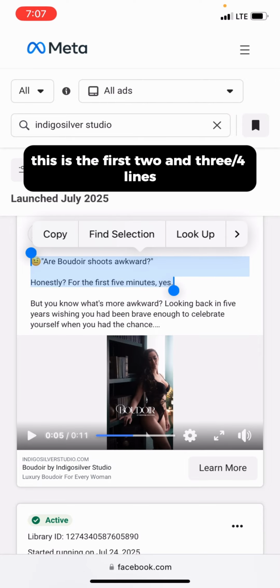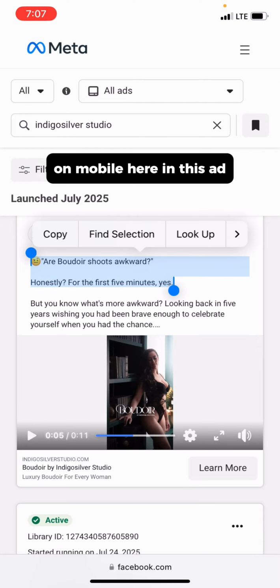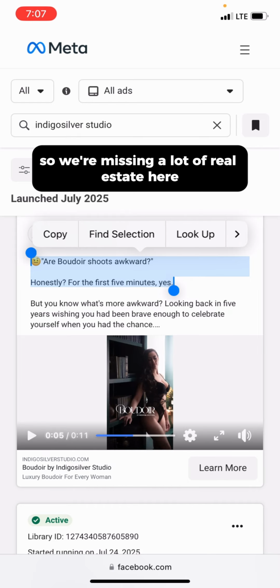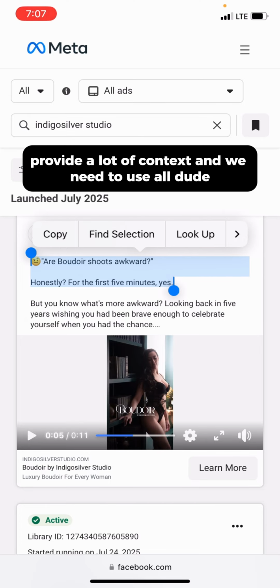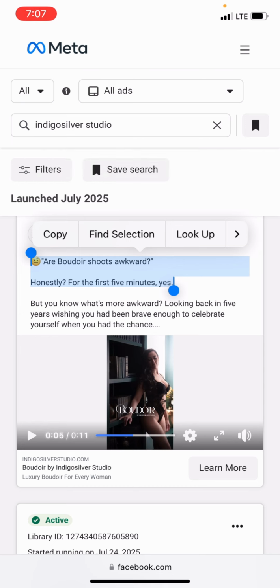All right, the next 4 mistakes can happen up here in the see more headline. This is the first 2 3/4 lines on mobile. Here in this ad, we're only using, it looks like, probably just 1.25 lines. So we're missing a lot of real estate here. We can get really specific, provide a lot of context. And we need to use every single character here, because this is where 95% of ad spend is won or lost. Literally 95% of ad spend is won or lost here in the see more headline.